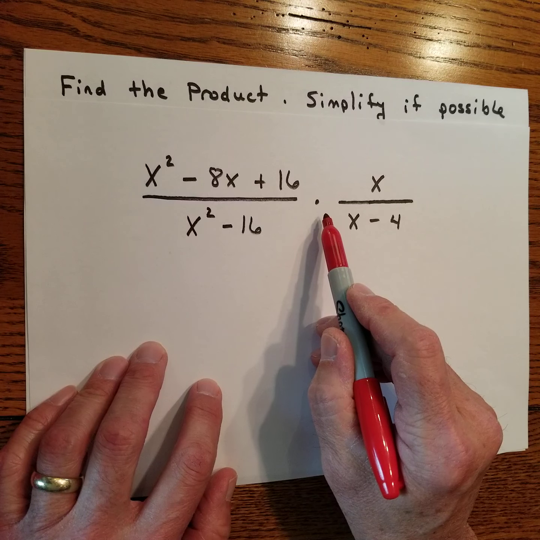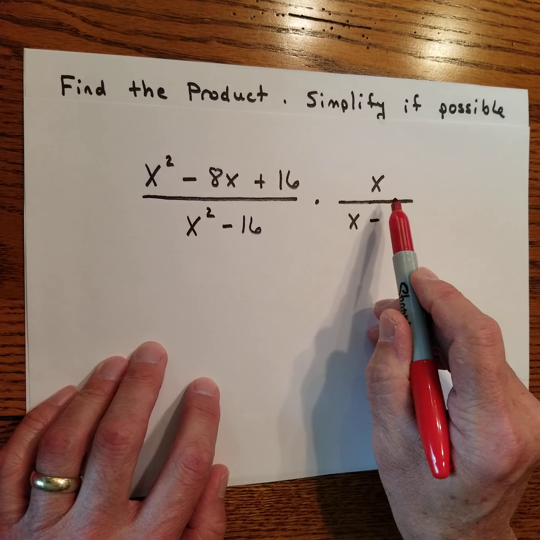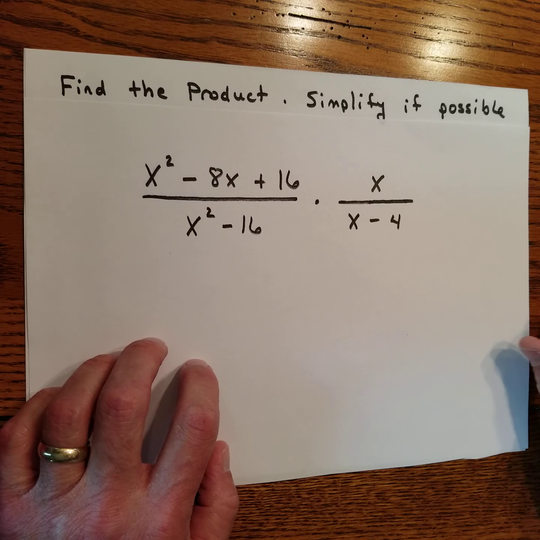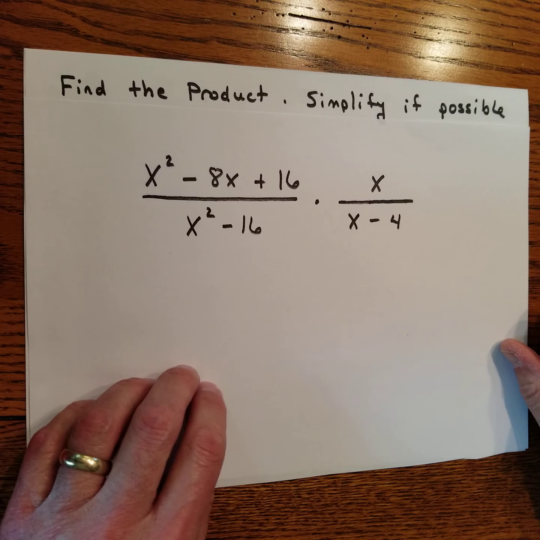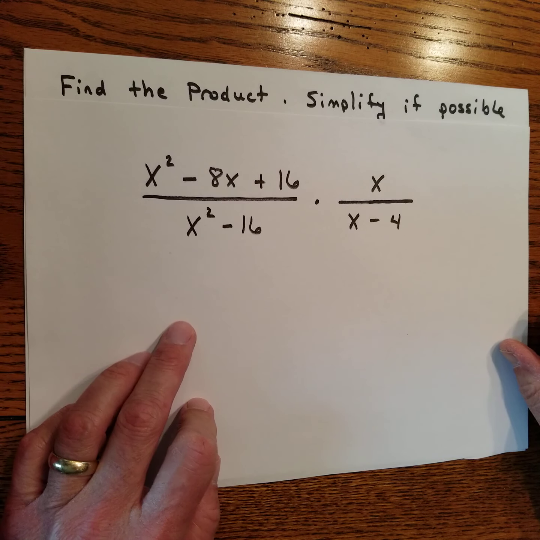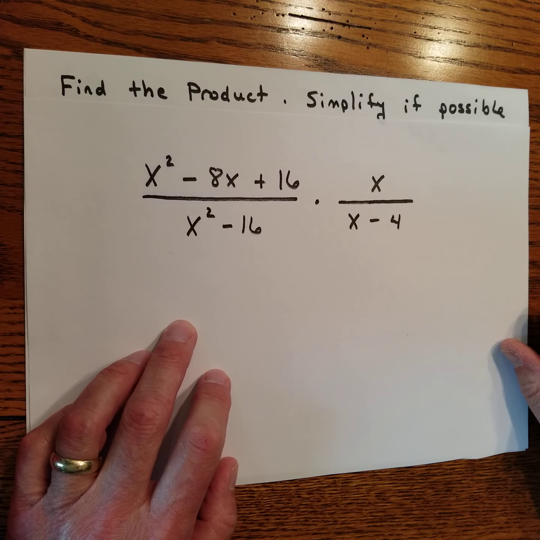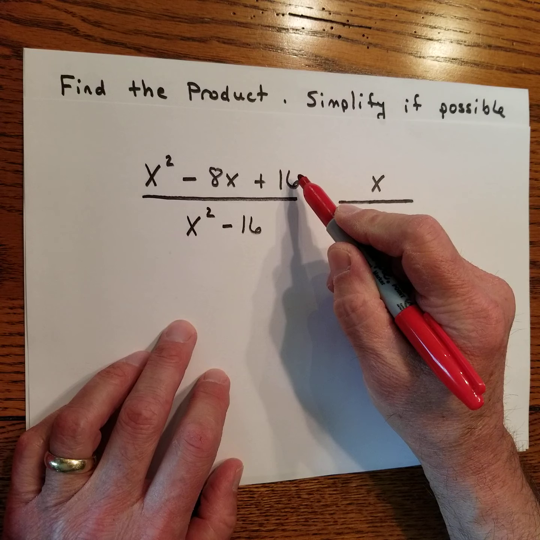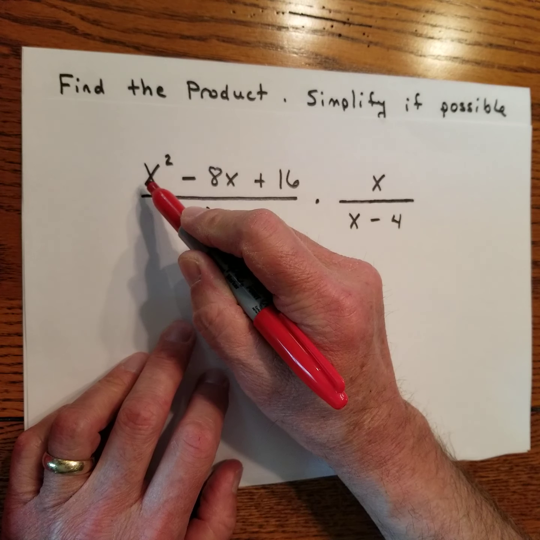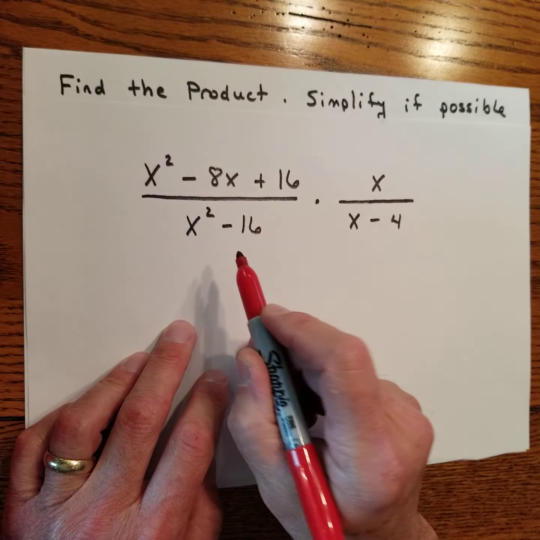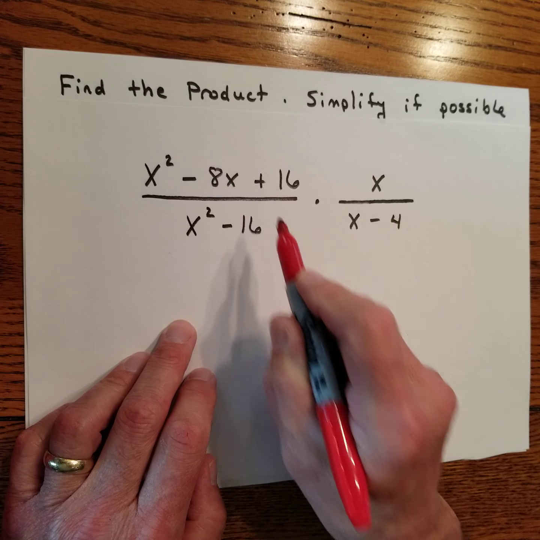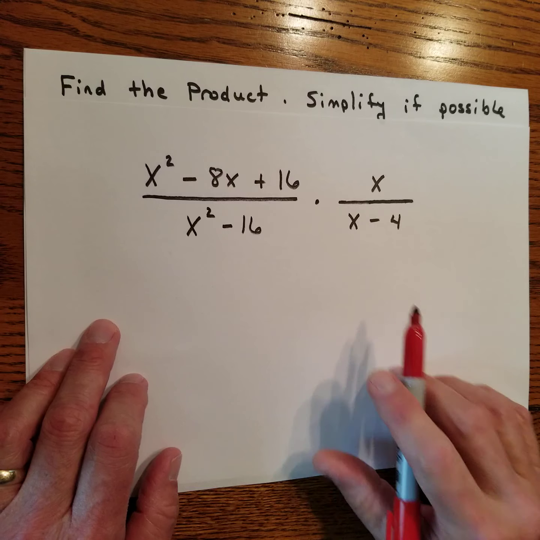Now remember, when you multiply fractions, you multiply tops, you multiply the bottoms, you try to reduce. But it's usually best to try to reduce first. There's a trap in these problems though. You're not allowed to reduce this 16 with this 16, or this x squared with this x squared. You're not allowed to reduce when you're part of a difference or a sum. You've got to do some factoring first.